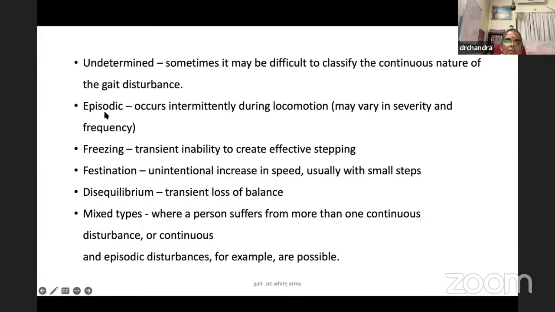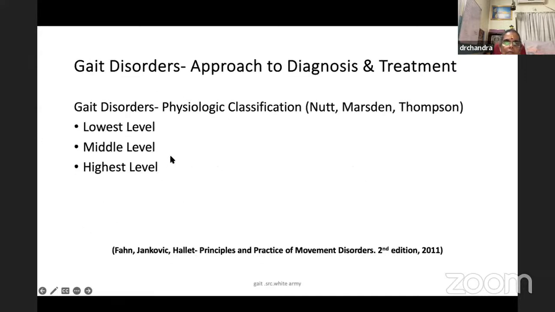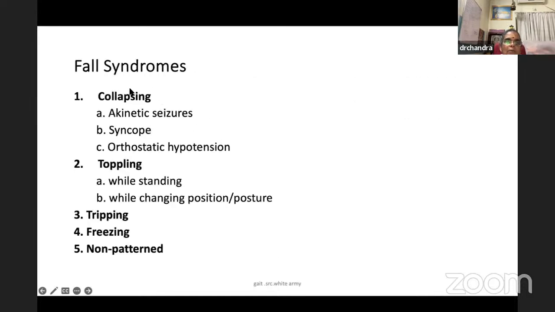Then what are these episodic gait abnormalities? They occur intermittently. They are freezing, festination, episodic disequilibrium, and mixed types where the patient suffers from more than one type of abnormality. We saw the lower level, middle level, and the higher level. And fall syndromes may be collapsing falls, when they suddenly collapse and fall. That is seen in akinetic seizures, syncopes, and orthostatic hypotension. Whereas toppling falls happen when they are standing and while changing position. Then you may trip and fall, you may freeze and fall, and you can have unpatterned falls.